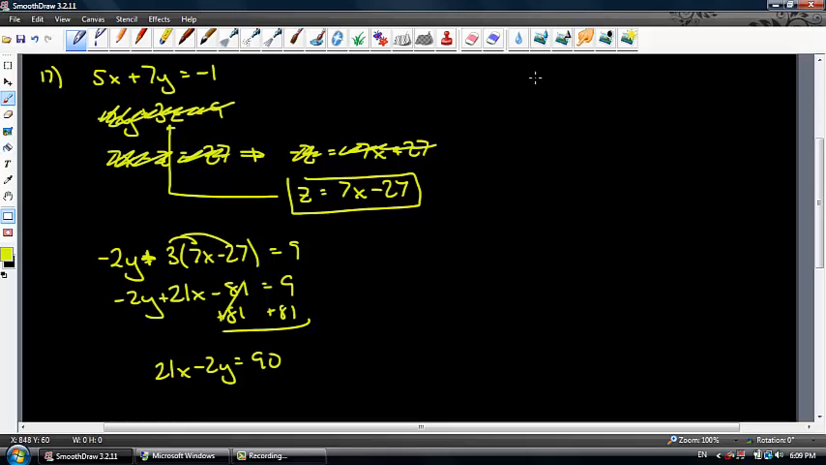So let me just rewrite all of this so that we clean it all up. 5x plus 7y equals negative 1. That hasn't changed. 21x minus 2y equals 90.